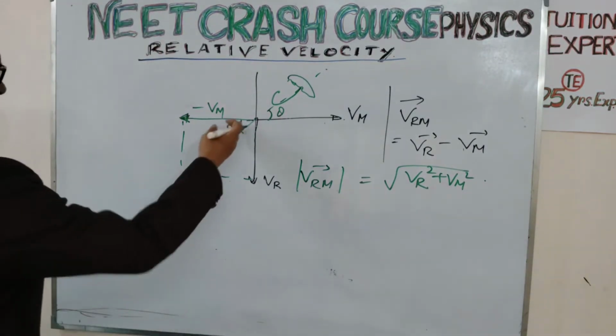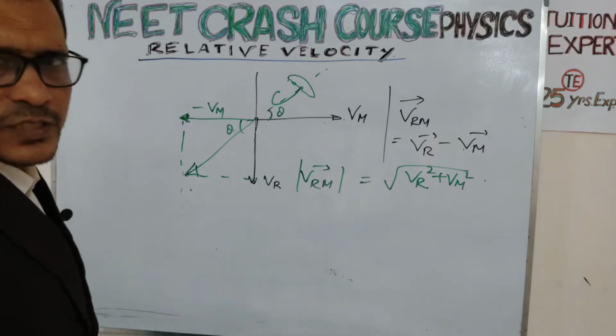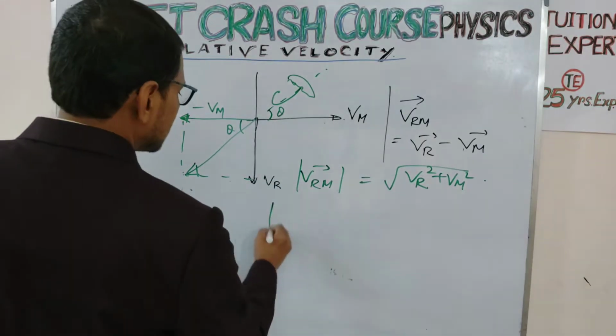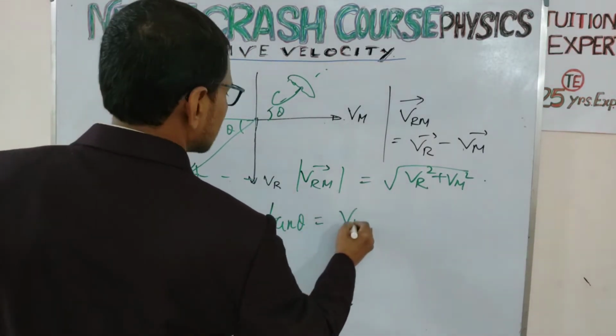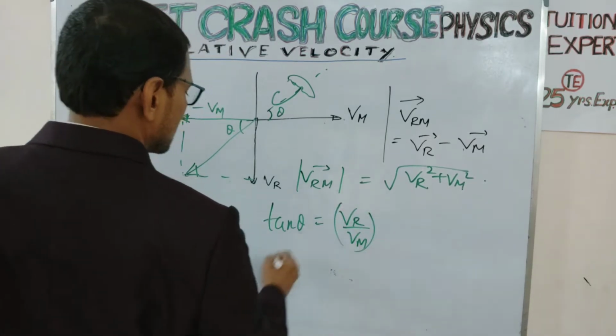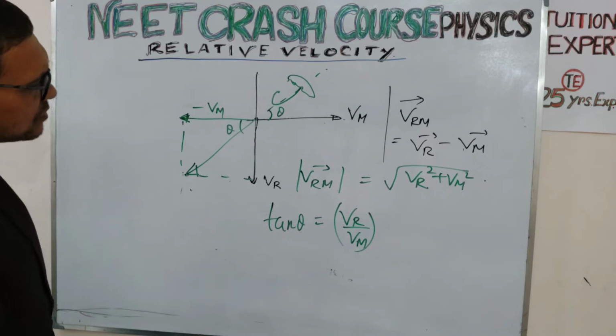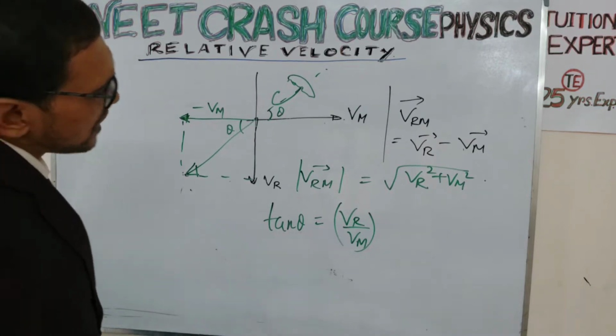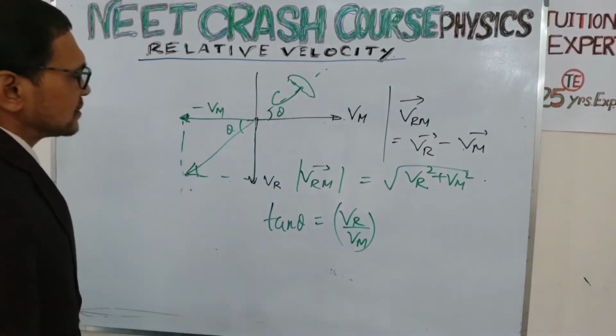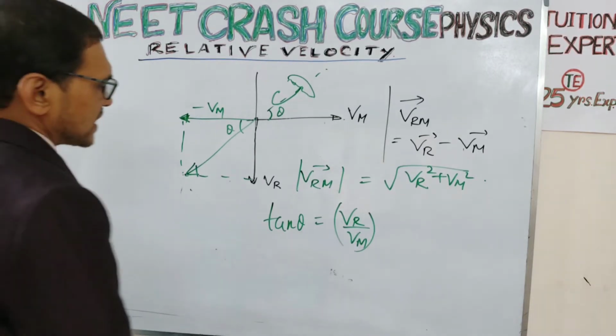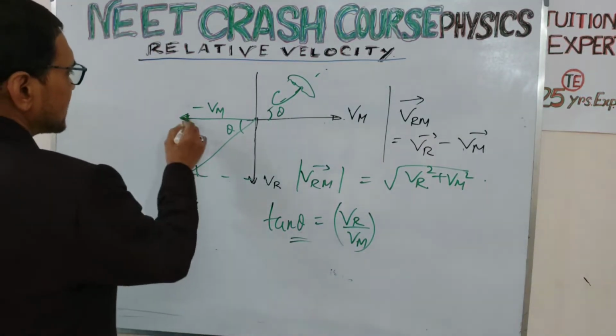Now, if we want to measure the angle theta, then tan theta equals VR by VM. So theta equals this. If you are asked at what angle the umbrella should be held to protect from the rain, that angle is theta with the horizontal direction.